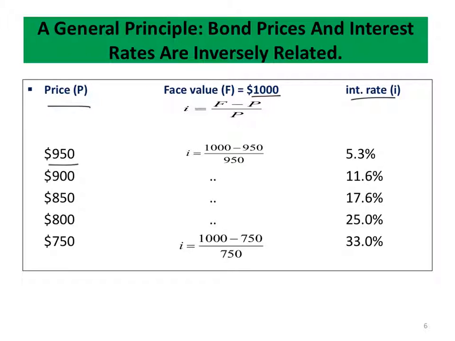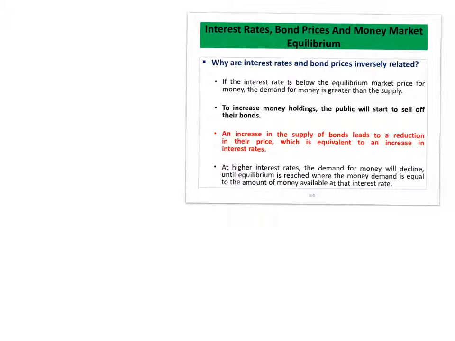So we can see that as the price falls to 900, the interest rate will rise to 11.6%. So as we saw earlier, the lower the price of the bond, the higher the interest rate. The buyer prefers a lower price, and the seller prefers a higher price. We can deepen our understanding of the relationship between the prices of bonds and interest rates by assuming that a typical investor will hold a portfolio of money and bonds.